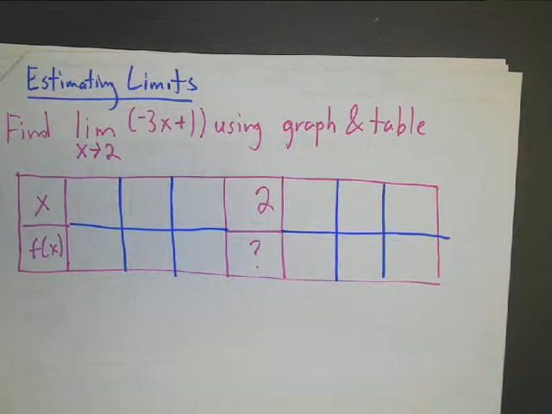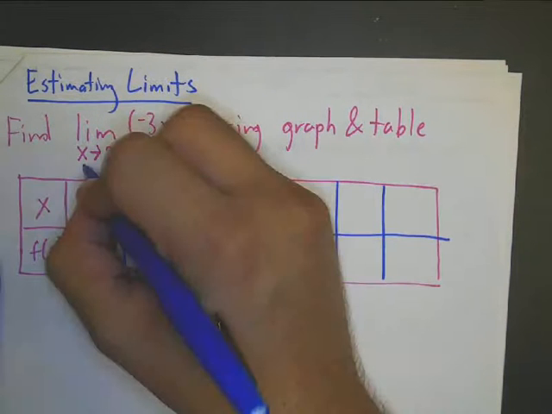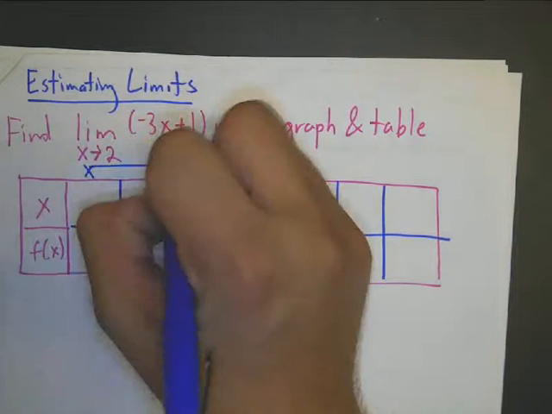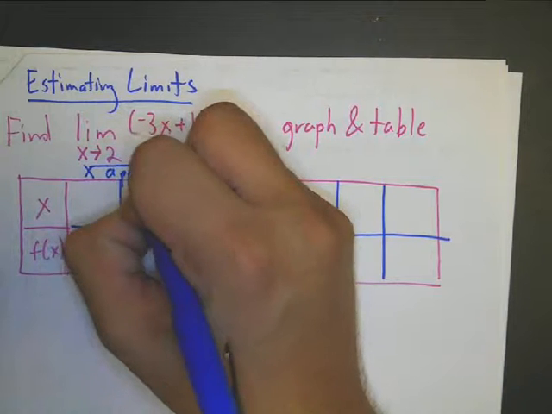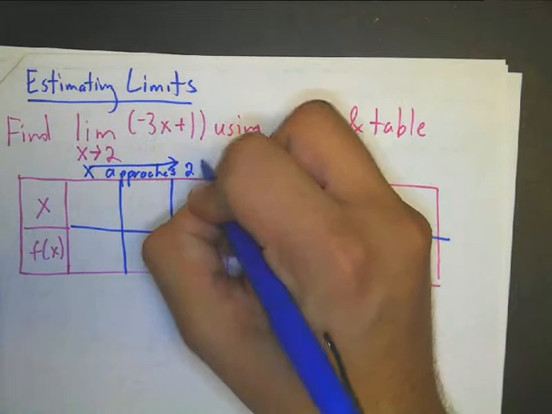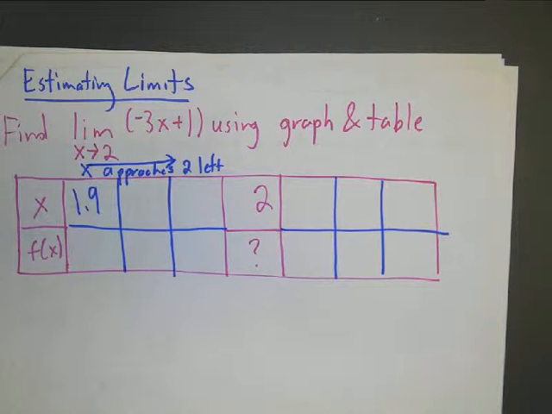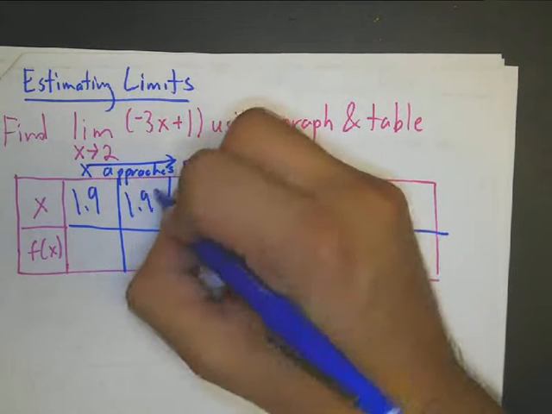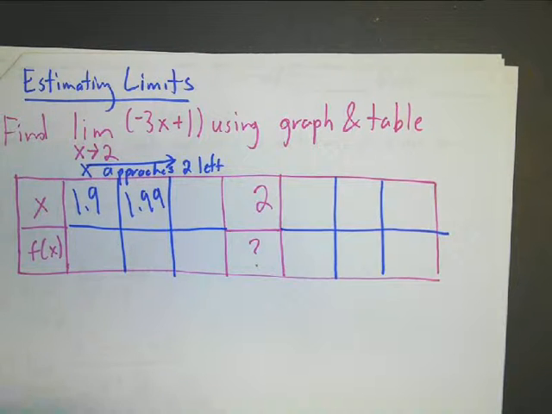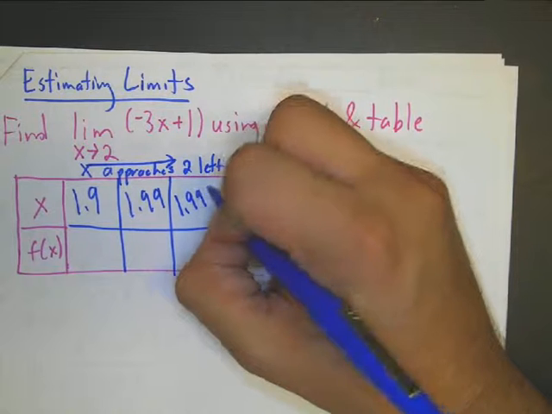So first, let's talk about when x approaches 2 from the left. Someone give me a number that's right next to the left of 2. 1.9, perfect. Now give me a little bit closer. I think you all see where this is going. 1.99. 1.999. It's pretty close, but not there, is it? Yeah, exactly.